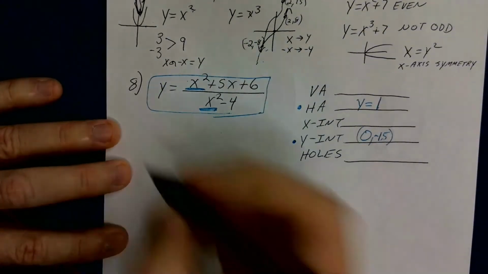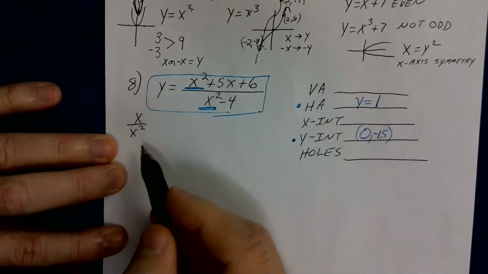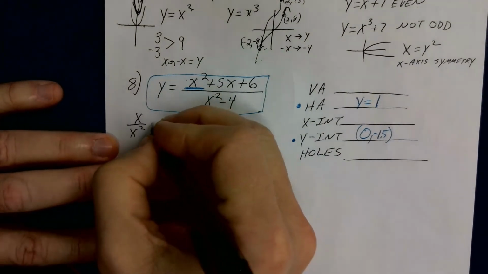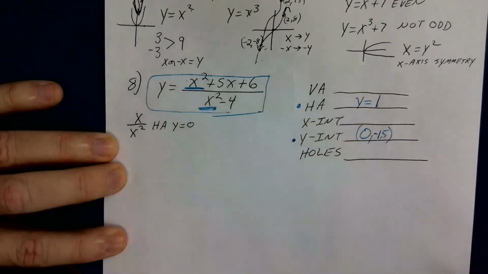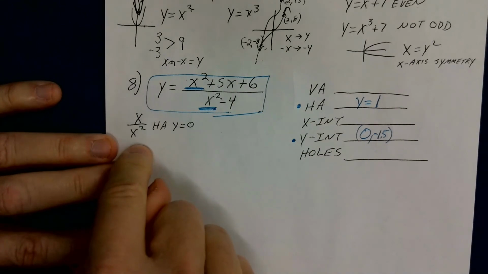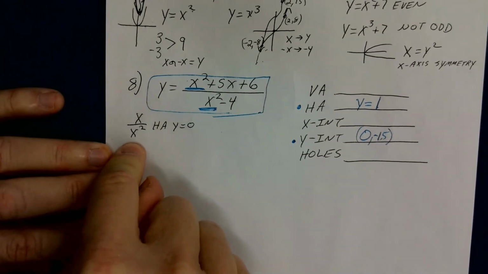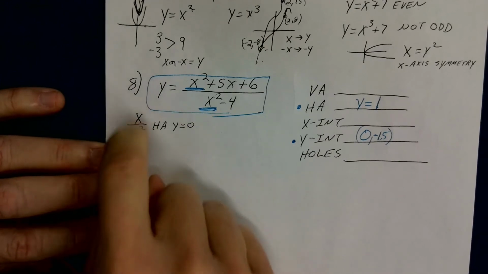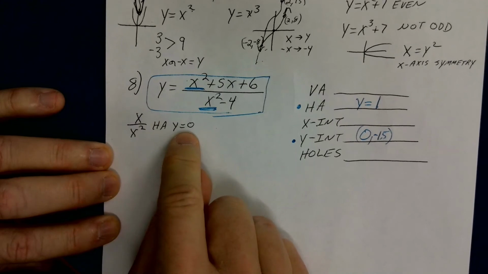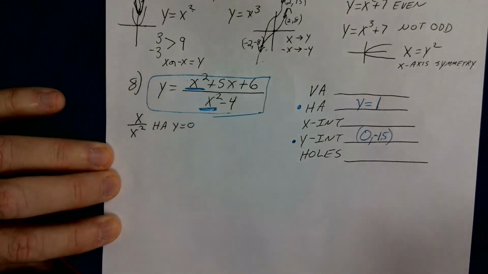Now, quick little check. If it was x over x squared, then my horizontal asymptote would be y equals 0, because a billion over a billion squared, this is getting bigger and bigger, and anything divided by something much, much huger than that is going to approach 0. Again, this fraction can never equal 0, but the horizontal asymptote, the place that it gets closer and closer to, can equal 0.